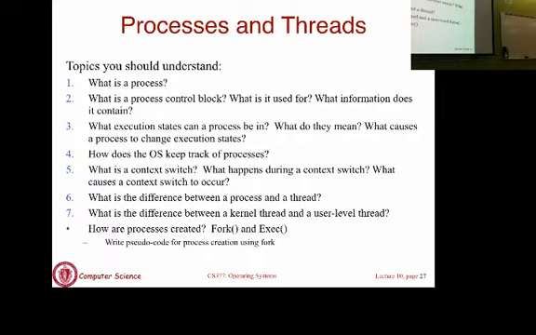Any questions? Yes. For number 4, the OS tracks processes through the scheduler. The OS keeps track of processes through the process control block. The scheduler is simply deciding which process gets to run. The process control block is tracking everything the OS needs to know about the process. It's a data structure that's tracking everything. Any questions on context switches?